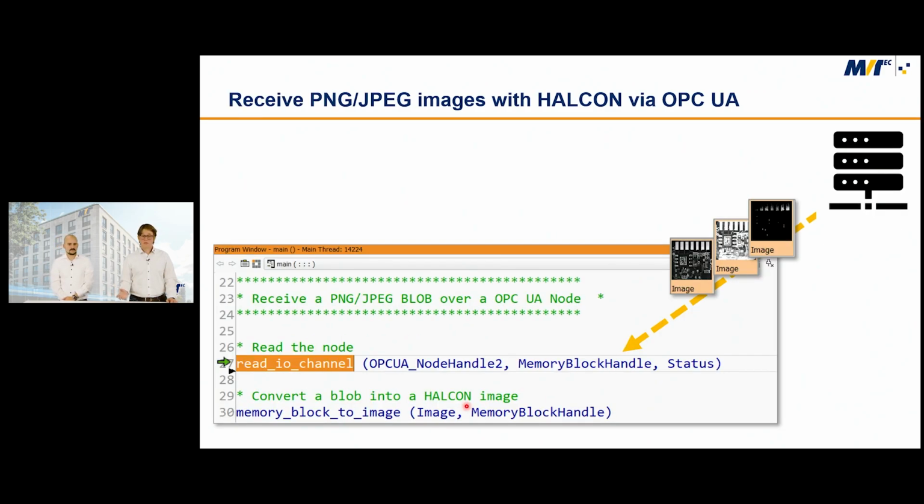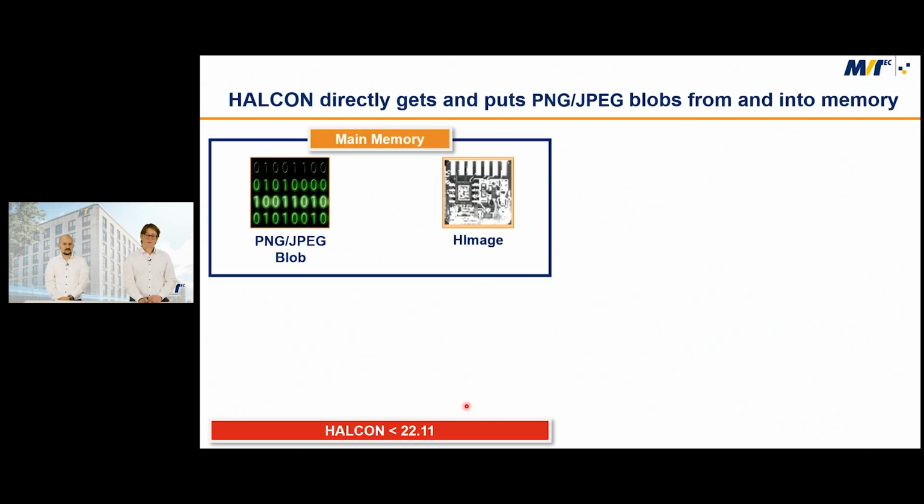And on the receiving end, it's just as simple. There you receive the memory block by reading out the I/O channel and then convert said memory block to an H image. Within this is also an advantage coming with memory blocks, which I am going to explain in further detail now. And that is the conversion between PNG and JPEG blobs to H images.